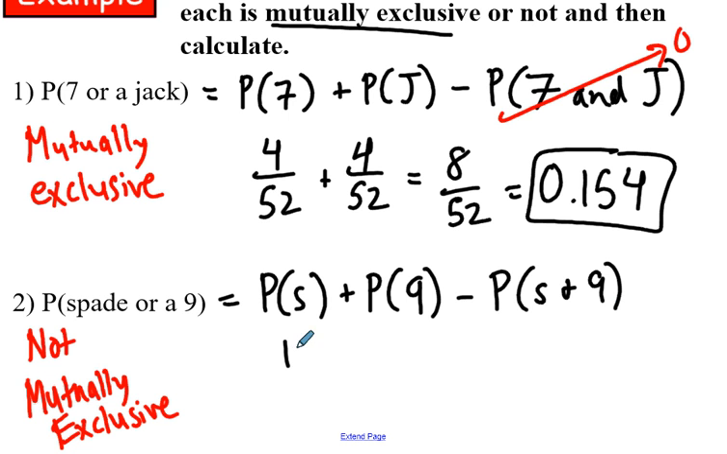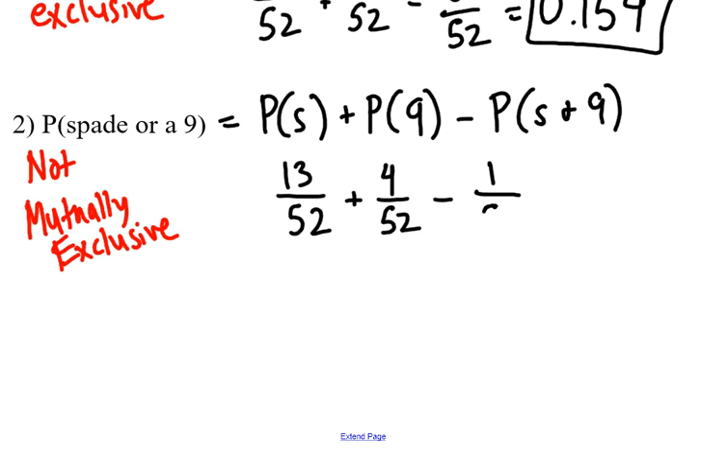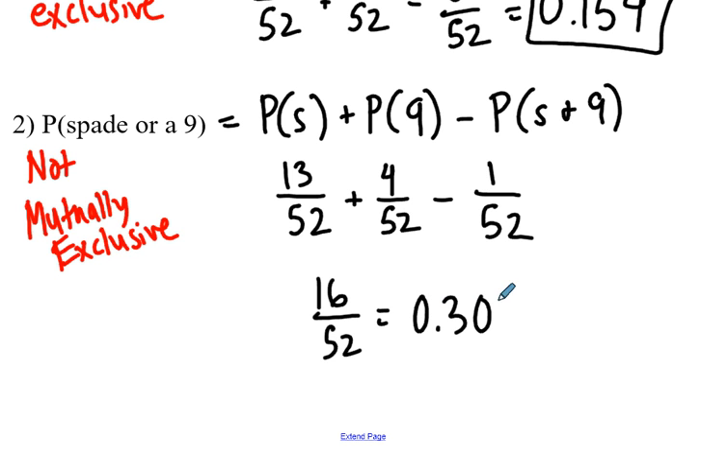Probability of getting a spade, there are 13 spades. There are 4 nines, and this is identical to the one that we led in with the 2 of diamonds. And there is one that is the 9 of spades. That's going to be 16 out of 52, which we saw earlier was 0.308. That's how you can calculate mutually exclusive and not mutually exclusive.